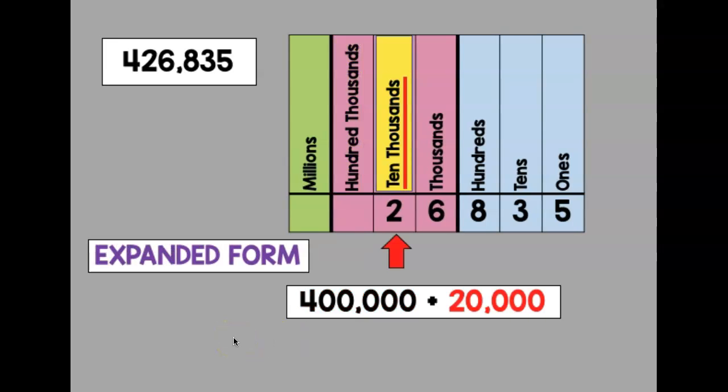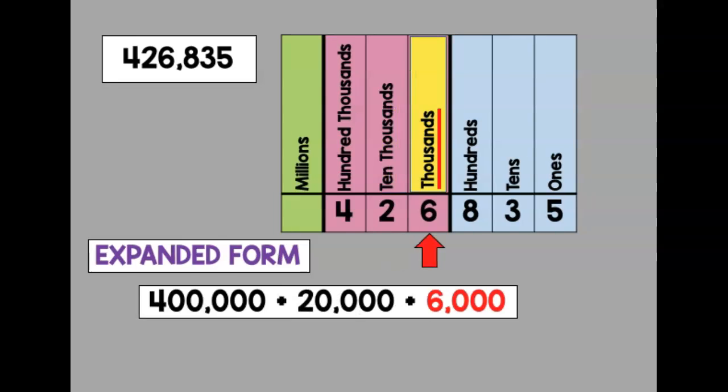Now we're going to move over to our 2. So we're going to have our 10,000s. Our 10,000s is 20,000. This is a 2, but it's in the 10,000s. So we have 1, 2, 3, 4 zeros after the 2. Keep moving to the right. You'll notice we have our 6. The 6 is in the thousands column. So we're going to do 6,000. Look at the zeros. 1, 2, 3 zeros.